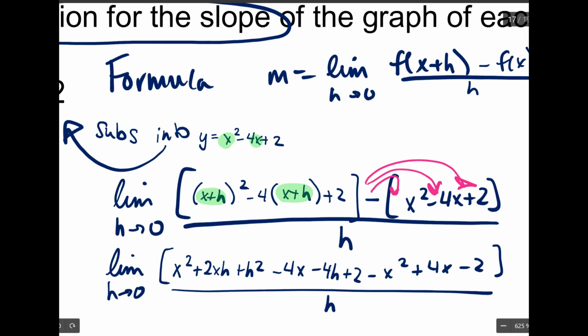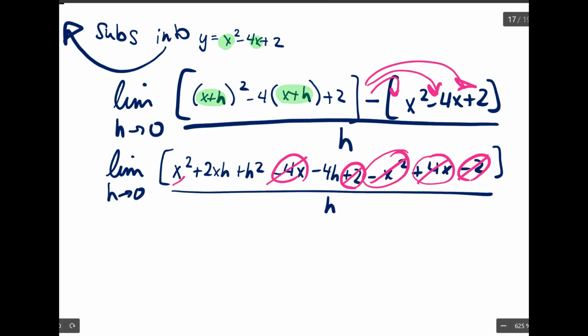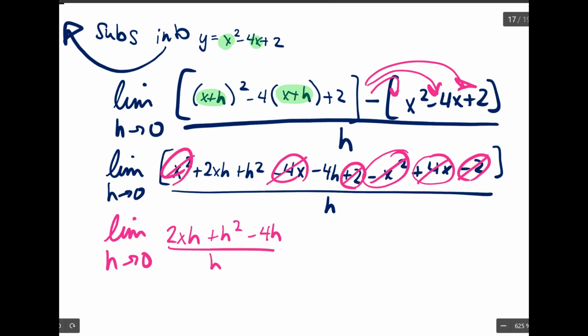Okay, and now see if anything goes away. Like for instance, the 4x. The squareds go away. Those guys go away. And the 4x's go away. The 2 go away. x squared goes away. Not bad at all. Let's see. Limit as h goes to 0 of 2xh plus h squared minus 4h all over h.